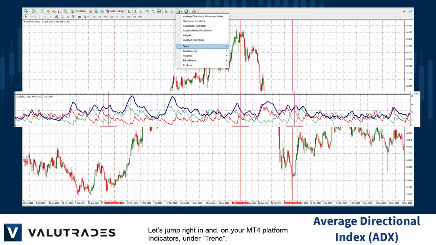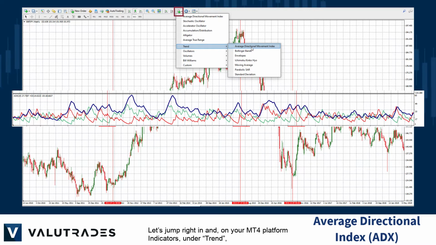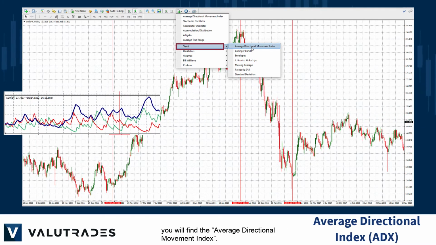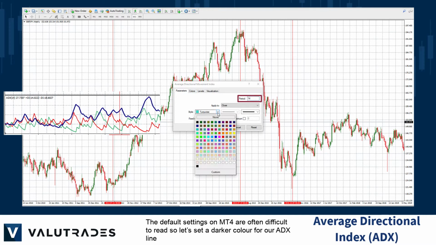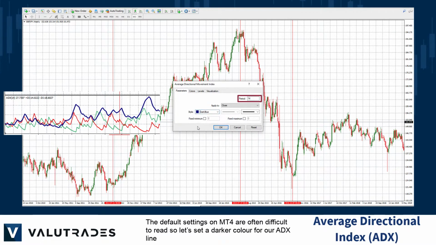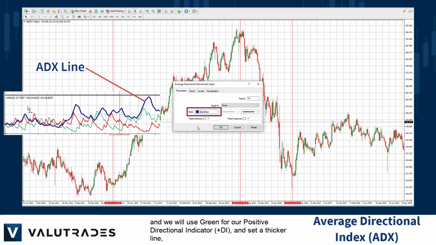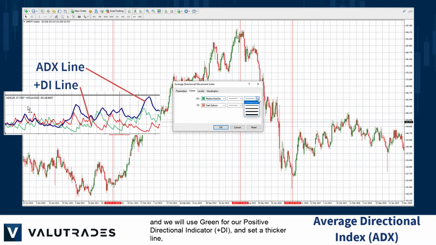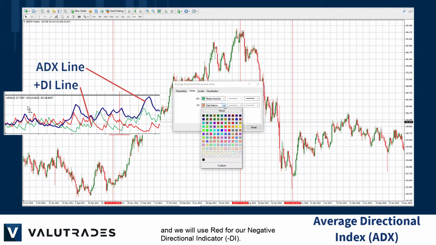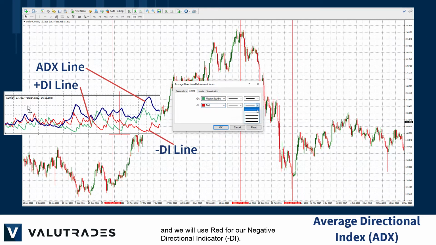Let's jump right in, and on your MT4 platform indicators under Trend, you will find the Average Directional Movement Index. You will note that this indicator looks back over 14 periods. The default settings on MT4 are often difficult to read, so let's set a darker color for our ADX line, and we will use green for our Positive Directional Indicator, and set a thicker line, and we will use red for our Negative Directional Indicator.